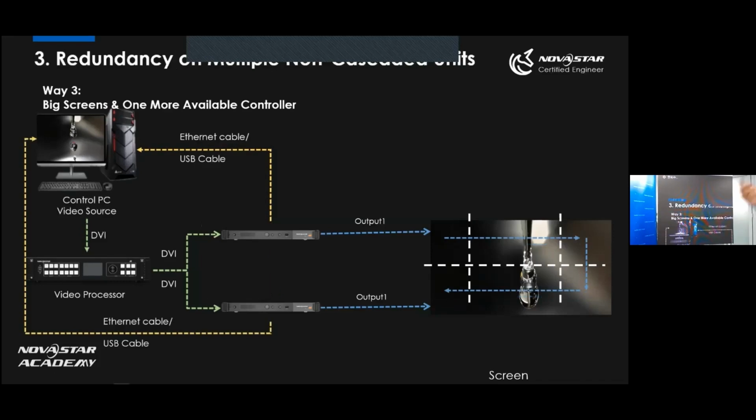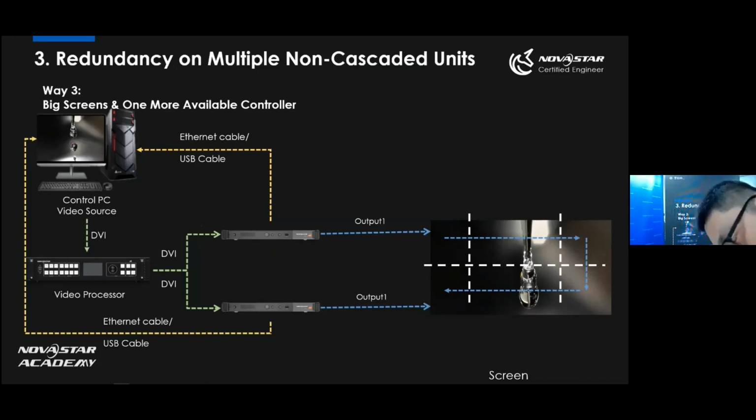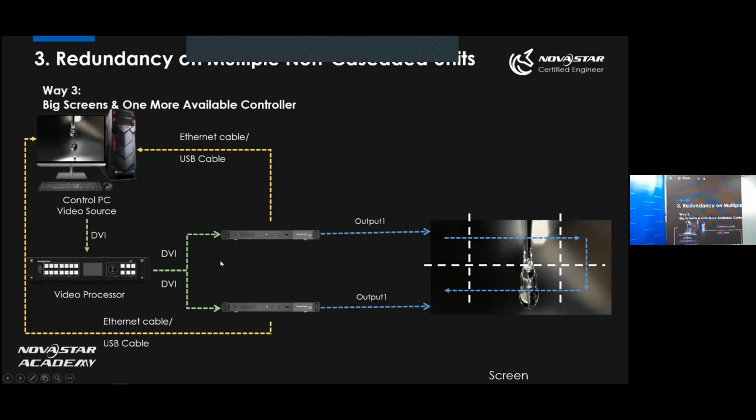Now we will still use two devices. We will still use two sending cards, but we will use two USB cables to connect the control PC with the sending cards separately. So for this one, no cascading between the sending cards. So let's see how can we do the settings.